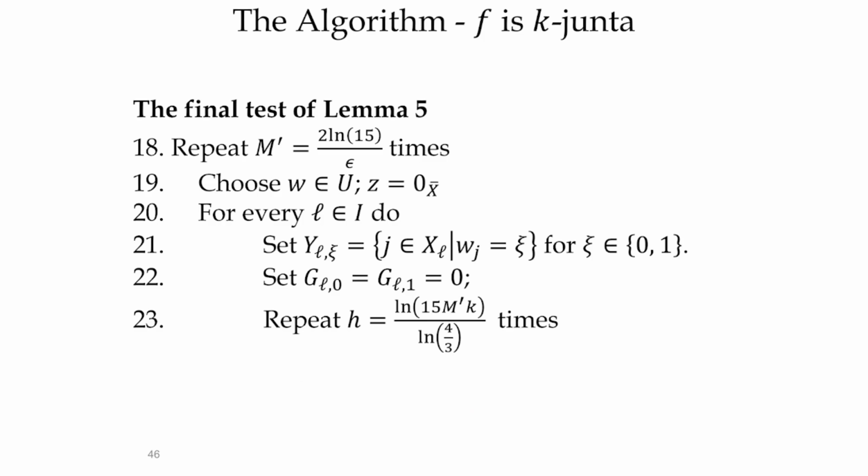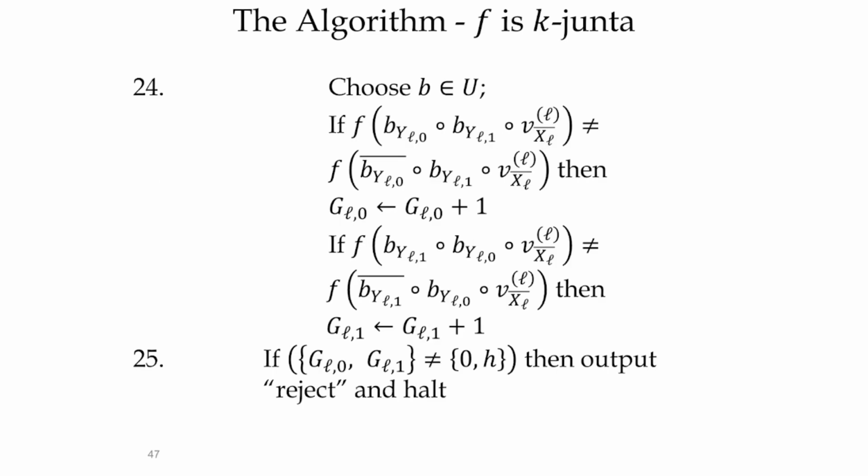Let's continue to the last part. In here we build Z, like I explained before, and perform the tests that should lead us to output accept at a probability of 1 because of the next line.